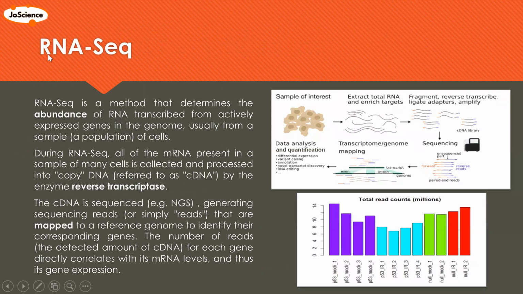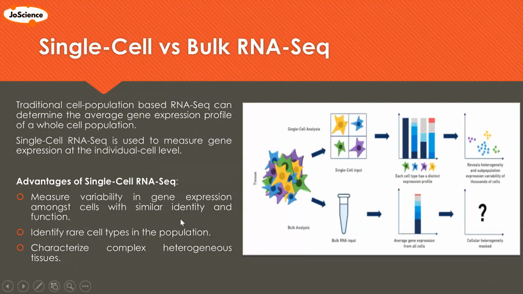We have defined RNA sequencing as a method of measuring gene expression by quantifying the amount of RNA that is transcribed from actively expressed genes in the genome. And we have seen the difference between the different types of RNA sequencing, including single-cell RNA sequencing and bulk RNA sequencing, and the advantages of single-cell RNA sequencing over bulk RNA sequencing.